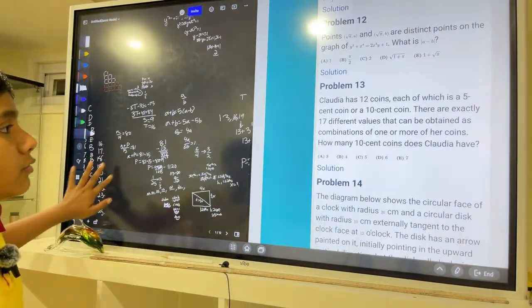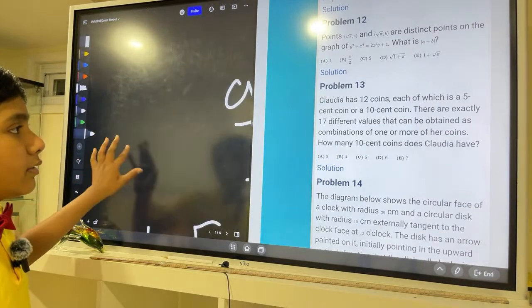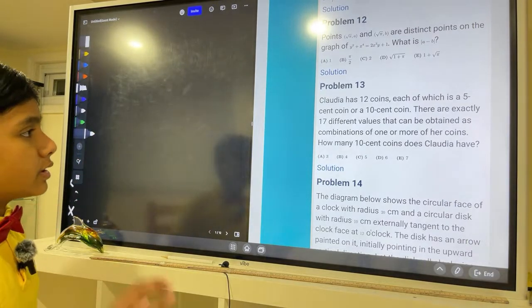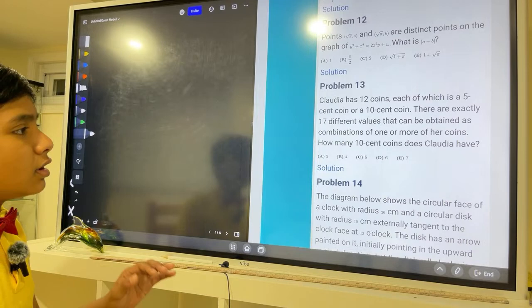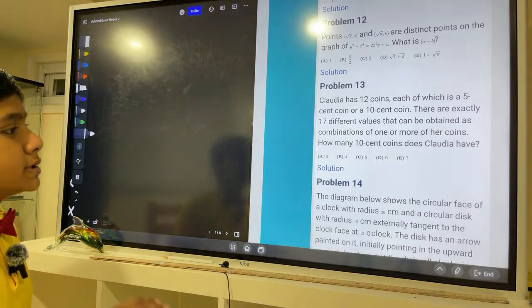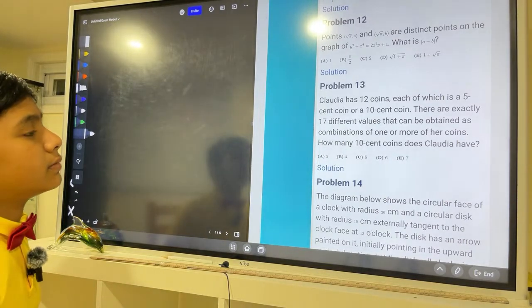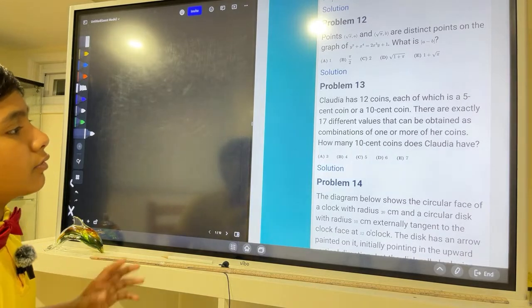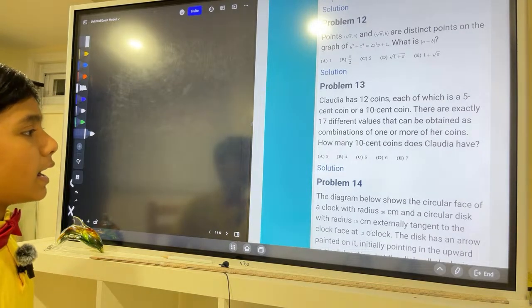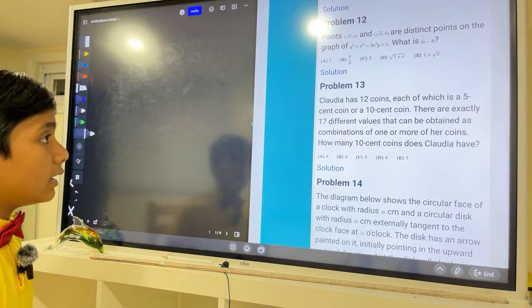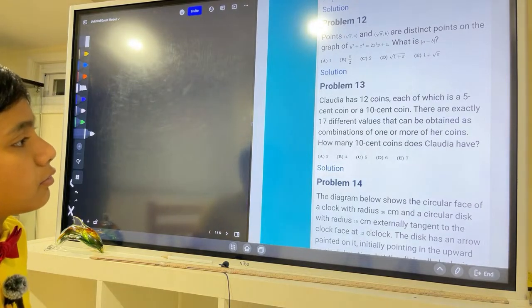Claudia has 12 coins, each of which is a 5-cent coin or 10-cent coin. Just call them nickels and dimes. There are exactly 17 different values that can be obtained as combinations of one or more of her coins. How many dimes does Claudia have? This is the first tricky one that I've come across.